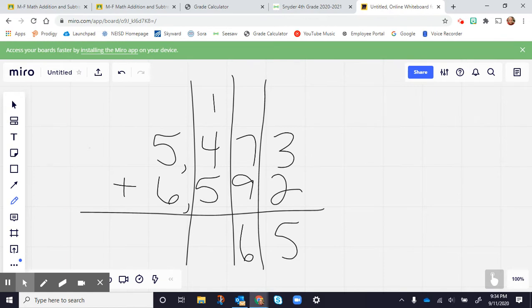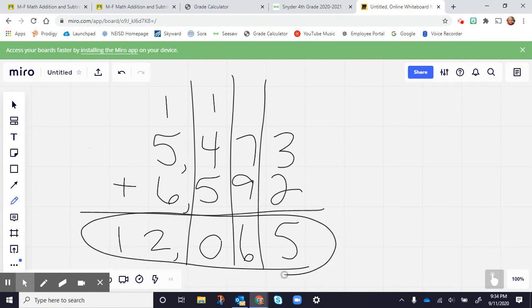1 and 4 is 5, 5 and 5 is 10, so same thing, I'm going to regroup. And I want to make sure I don't forget about the number I've regrouped. 5 and 1 is 6, plus another 6 is 12. So 12,065.